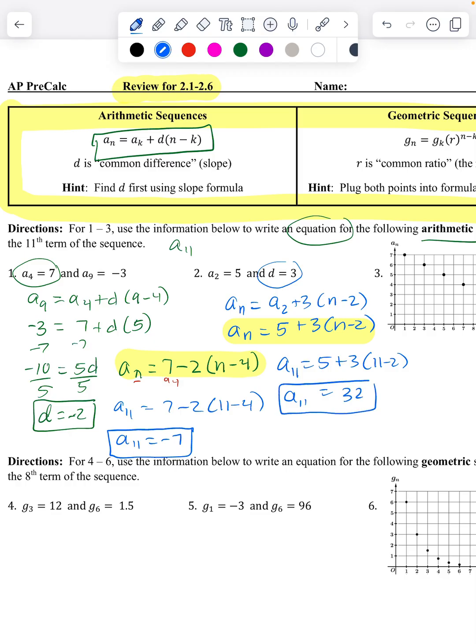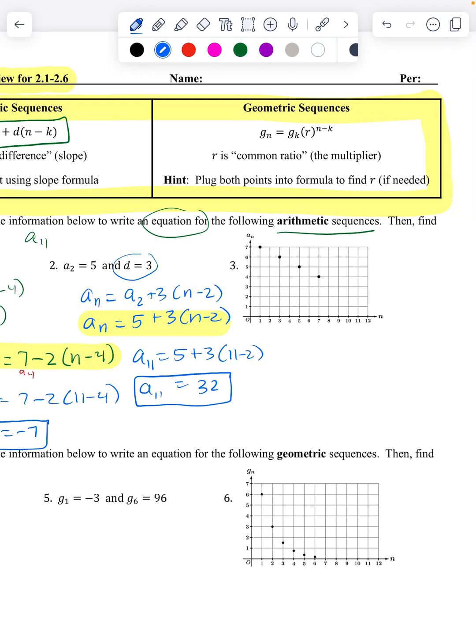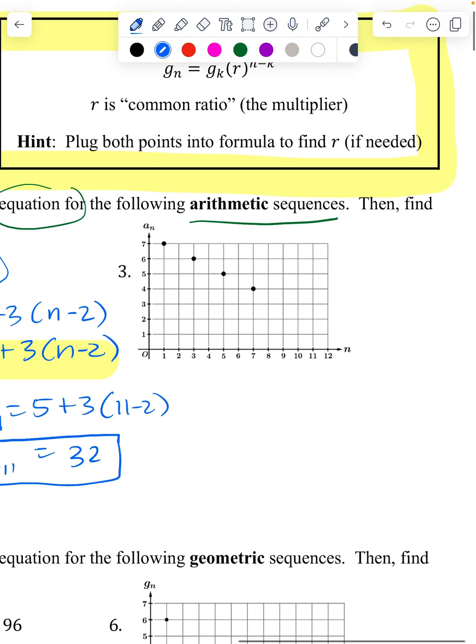I'm stealing those answers off the key because I don't want to take forever to plunk everything into my calculator. So what's happening is we're getting different information in different ways. Like here we have a graph. We still need to figure out the common difference, and we can do that by picking a couple of points. Doesn't really matter which ones you choose, but let's say I chose these. I'd be saying A1 has a value of 7, and A3 has a value of 6. So I'm going to use that information to help me figure out my common difference.